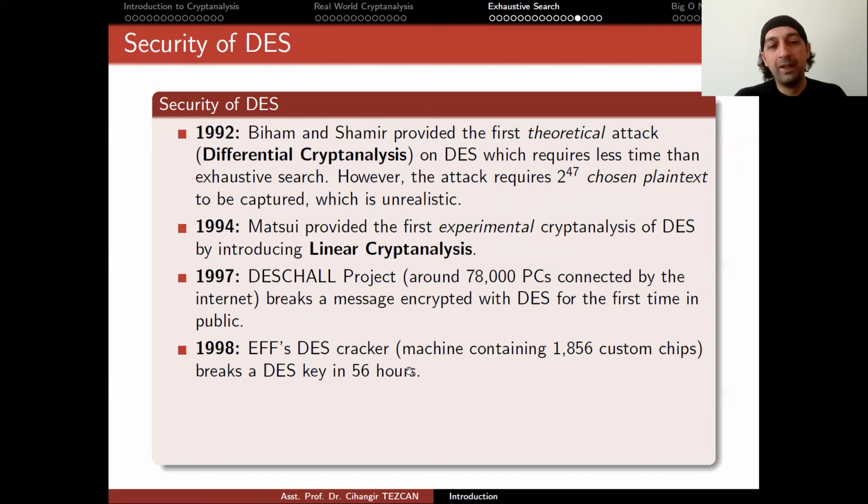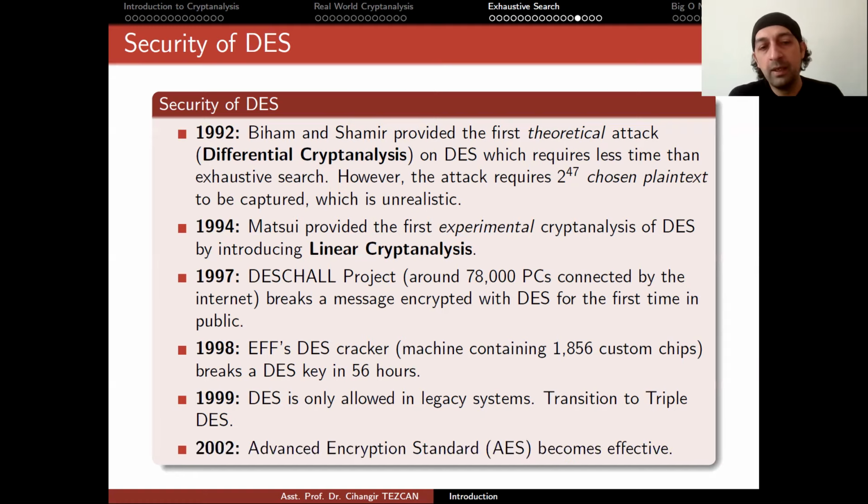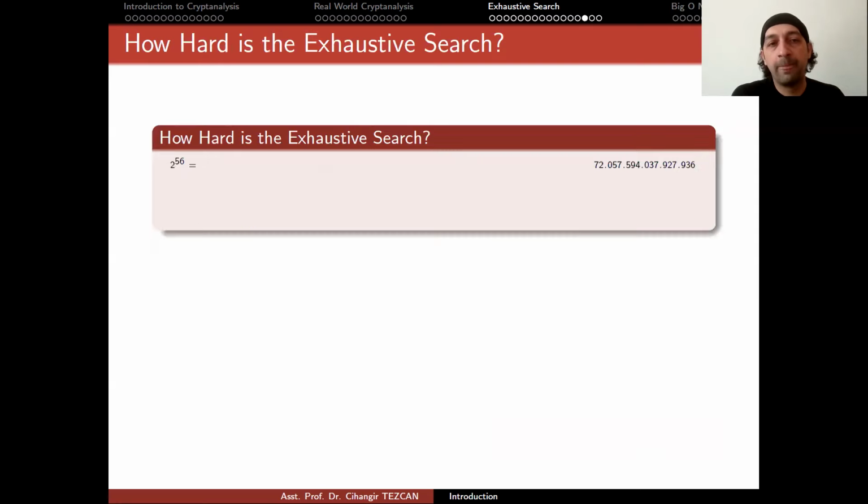Each day, it became clearer that we should move on and leave DES. So DES was only allowed in 1999 in legacy systems, and people were asked to move on to triple DES, which is using DES 3 times consecutively. And in 2002, the Advanced Encryption Standard became effective. So from this point on, I don't see any reason to use DES or triple DES, since we have AES.